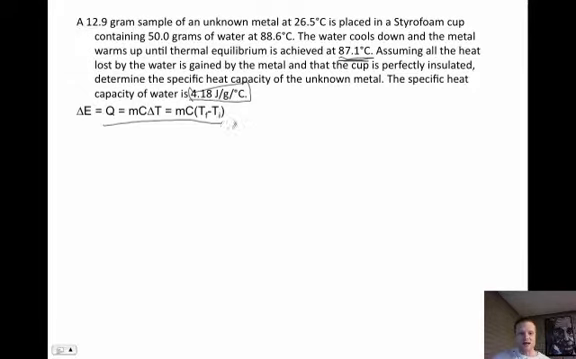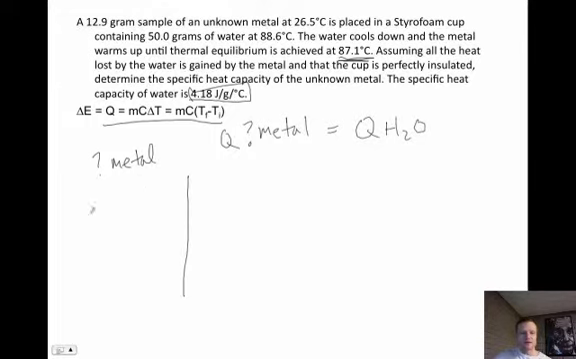Basically, the Q of the question mark metal has to equal the Q of the water, which is H2O. So you can set these two equations equal to one another. But before I get too far ahead of myself, I want to first write down my knowns and unknowns. I'm going to try to do this without taking up all the space. So for my question mark metal, what do I know about it? Well, I know that it has a mass of 12.9 grams.